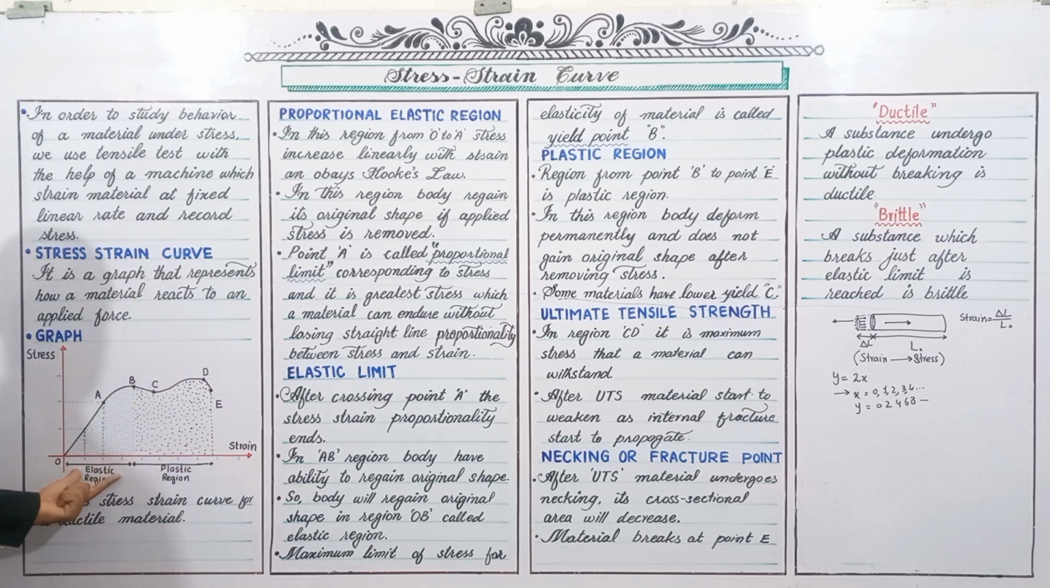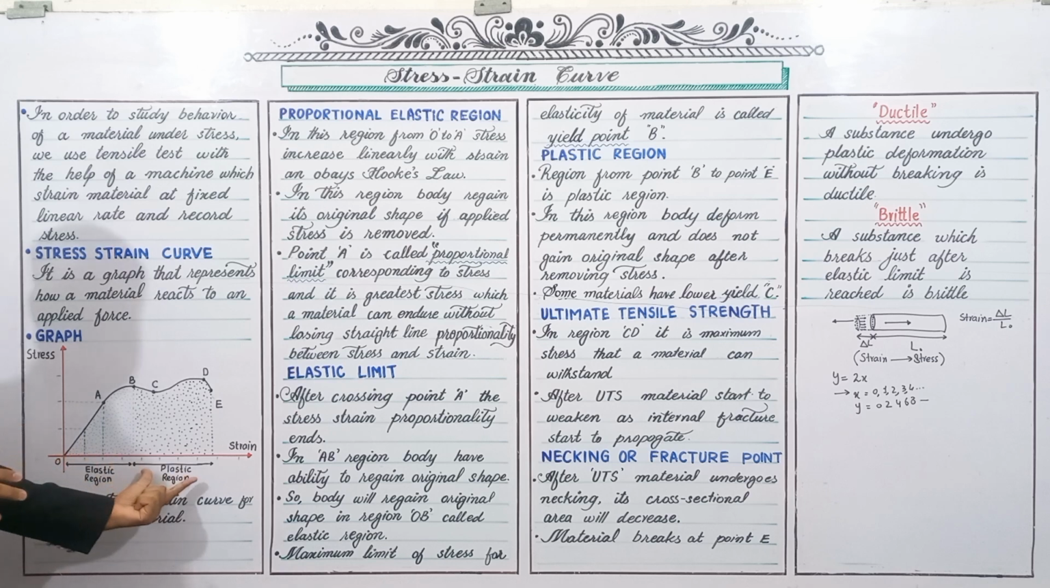Elastic region is a region in which if we remove the stress on a deformed body, the body will regain its original shape, original length or original volume. And this is the region called plastic region. In this region, if we remove the stress on the deformed body, the body will not regain its original shape or volume or original length.